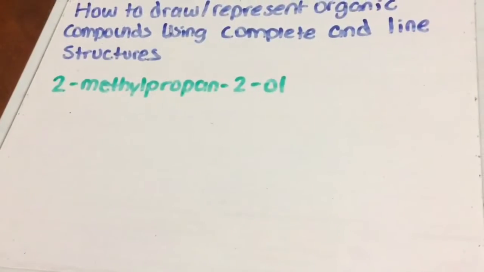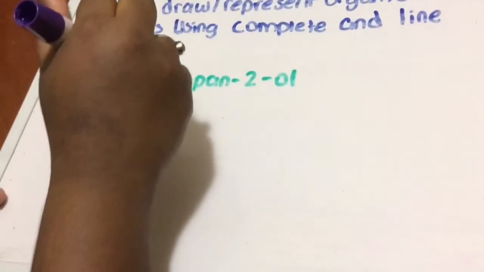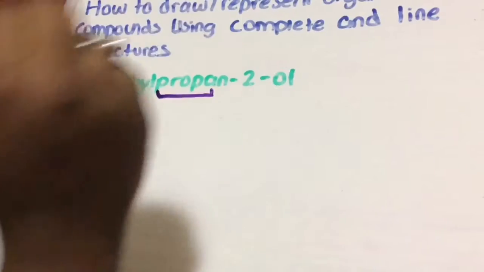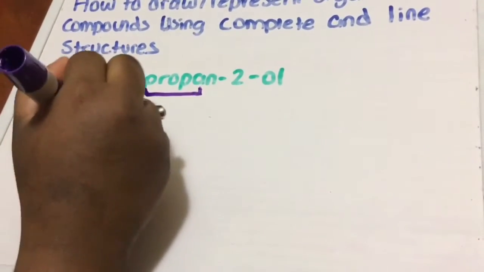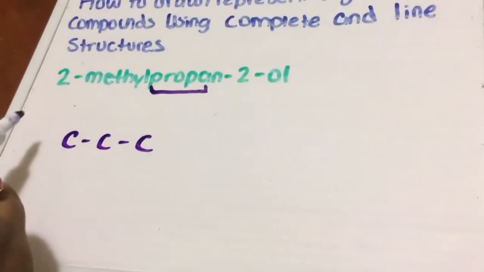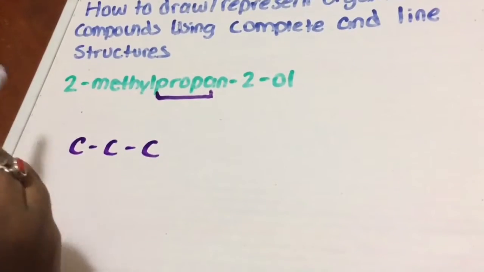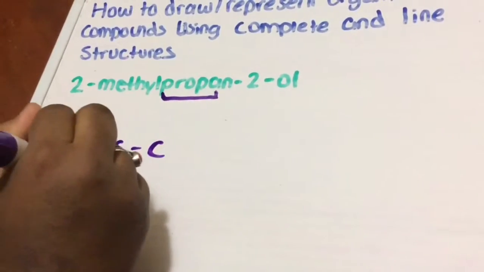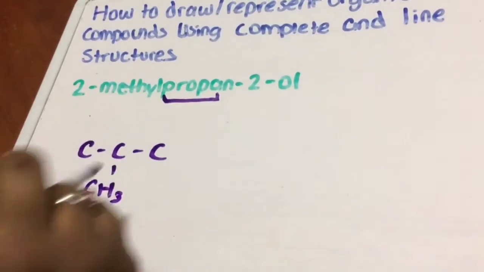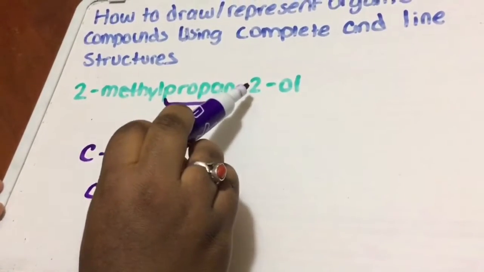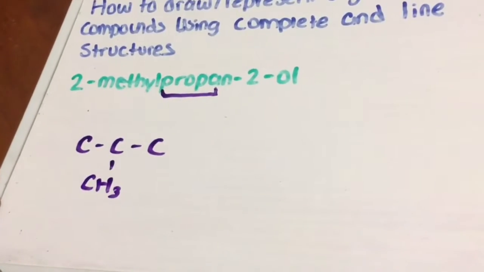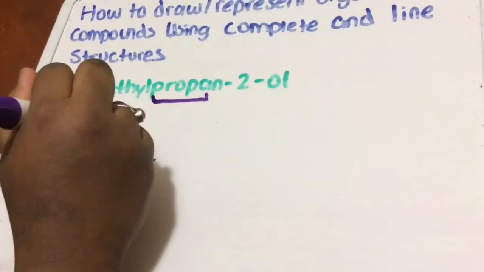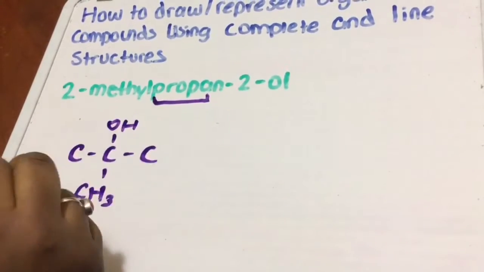To start off with the structural diagram, we can see that prop is given as a prefix of 3. So add 3 carbons, 1, 2, and 3. And then it says add a methyl to carbon 2. So add a methyl, CH3. And now it says on carbon 2 there's an ol. And remember, for alcohol the suffix is ol. So put an OH on the second carbon. And this is our structural diagram.